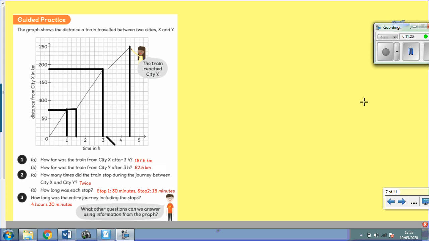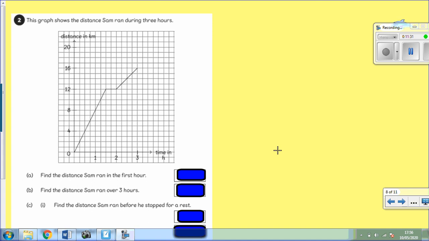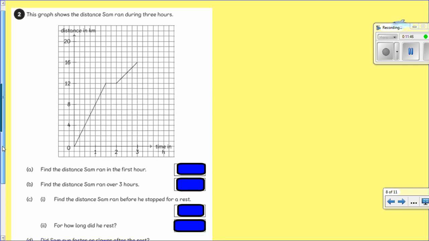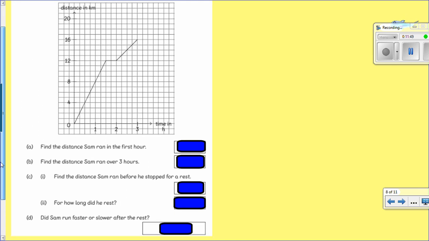Now, I couldn't give you the first question or first graph from the independent learning in the book because it was too small and too difficult for you to see. So I've only given you the second question, which I'm going to put up onto the clip now. And basically, this graph shows the distance Sam ran during 3 hours. You've got the distance on this axis, the time in hours here, and you've got to answer these questions. If I scroll down, just makes it a little bit easy, you should be able to see. I'd like you to have a go at them, and I'll come back with the answers shortly. Press pause on your devices and have a go.